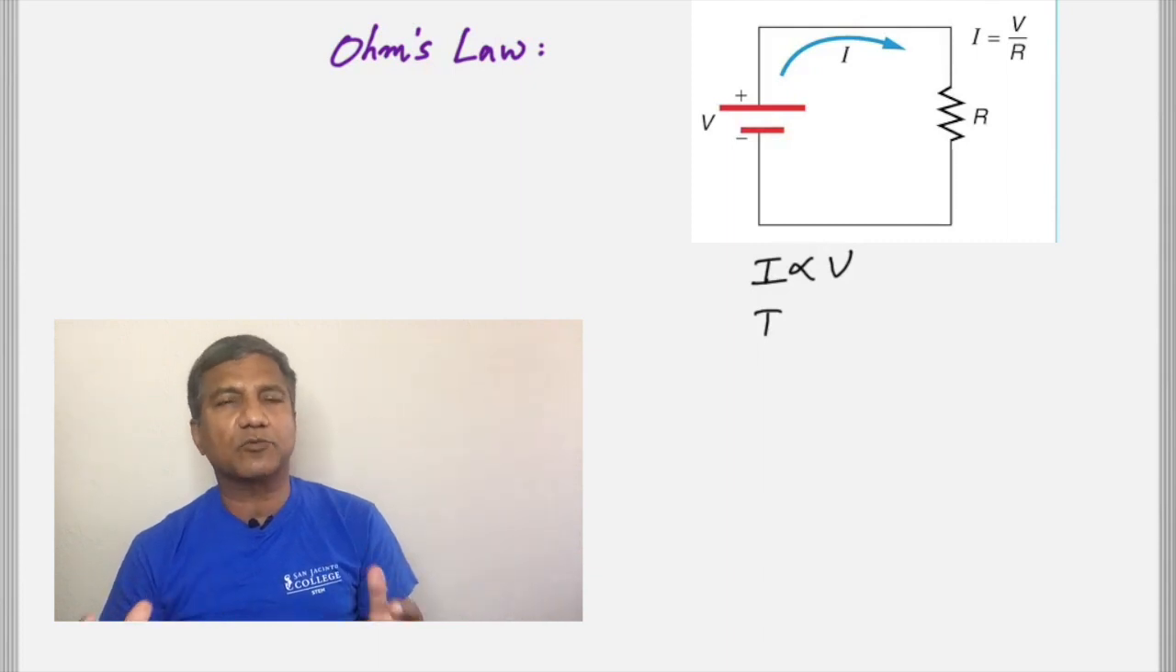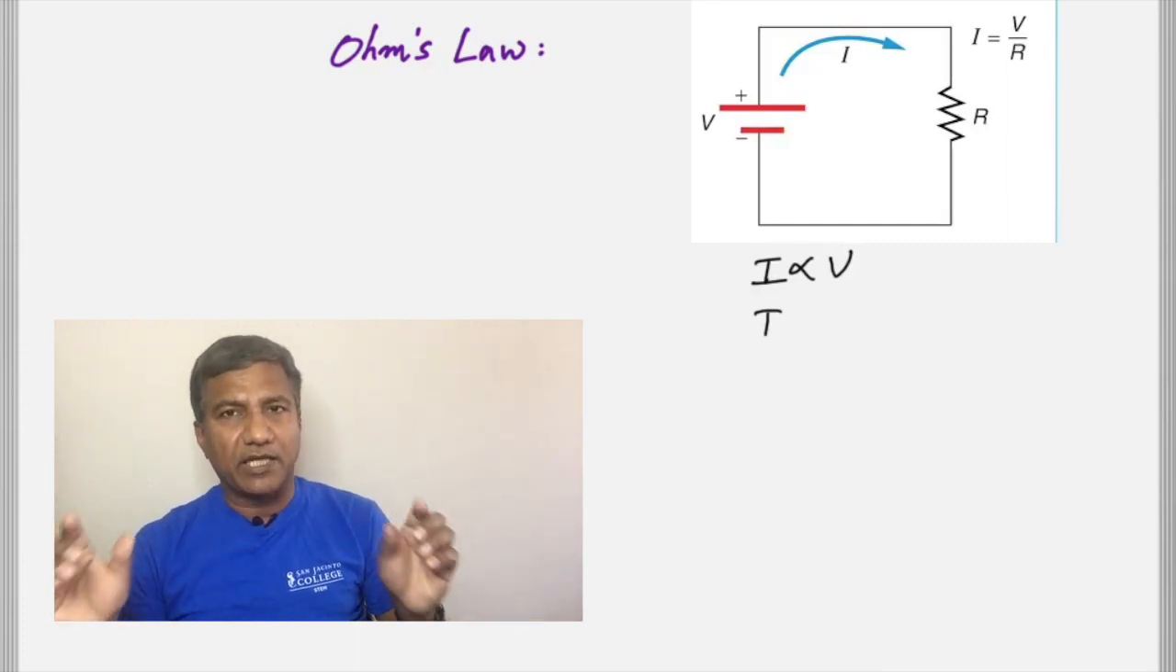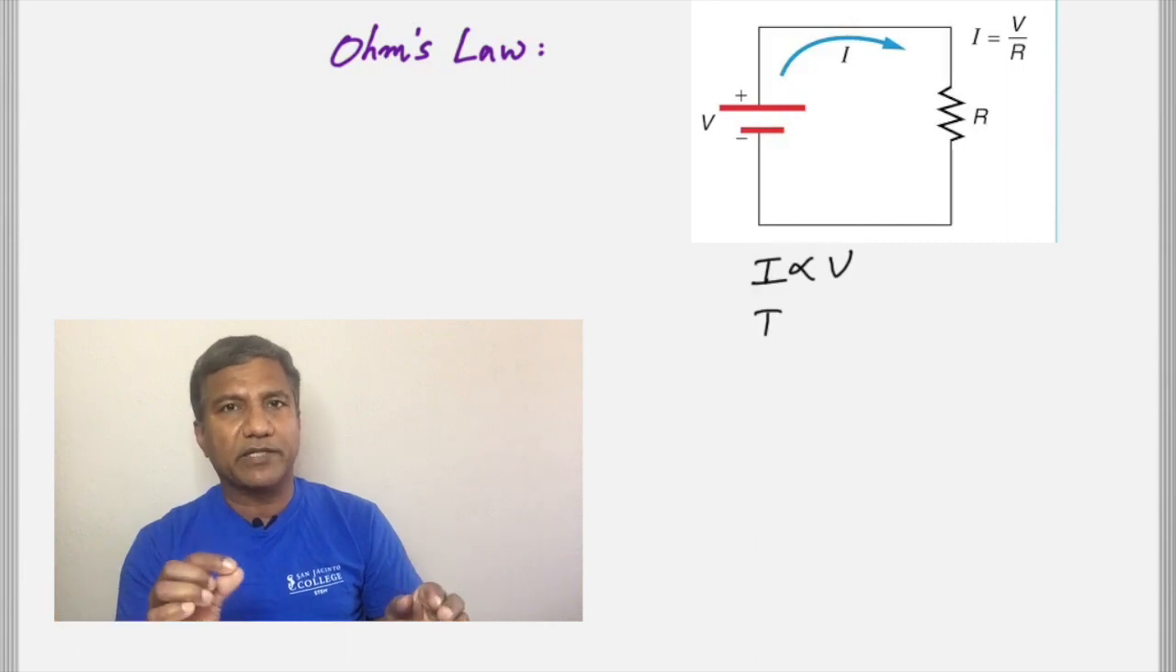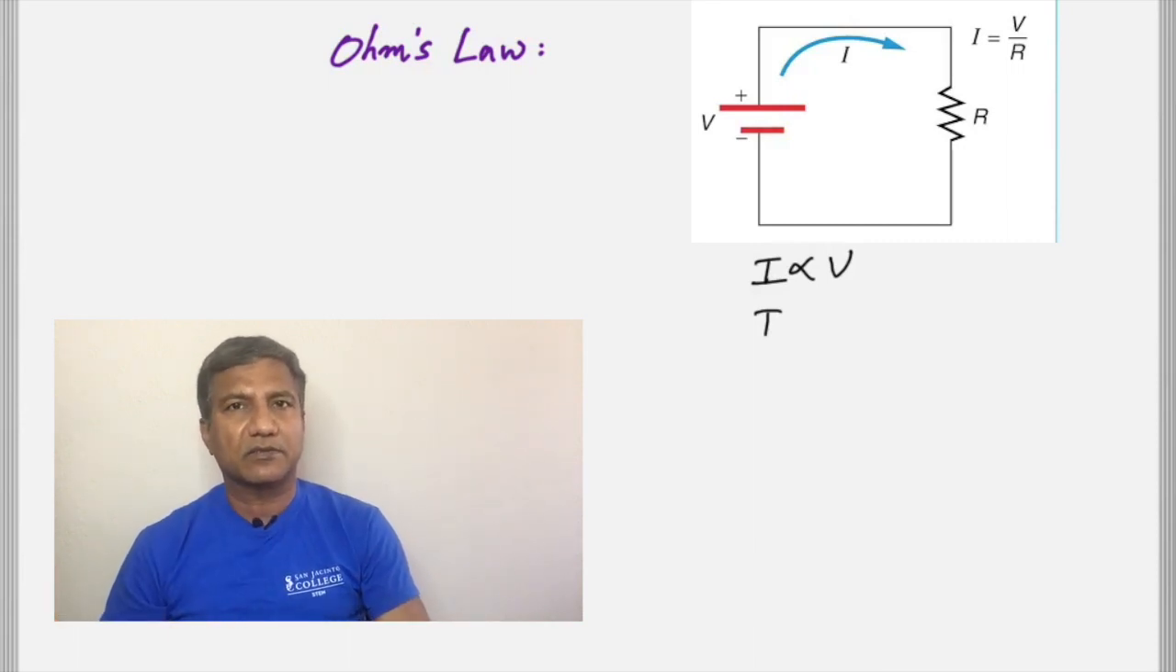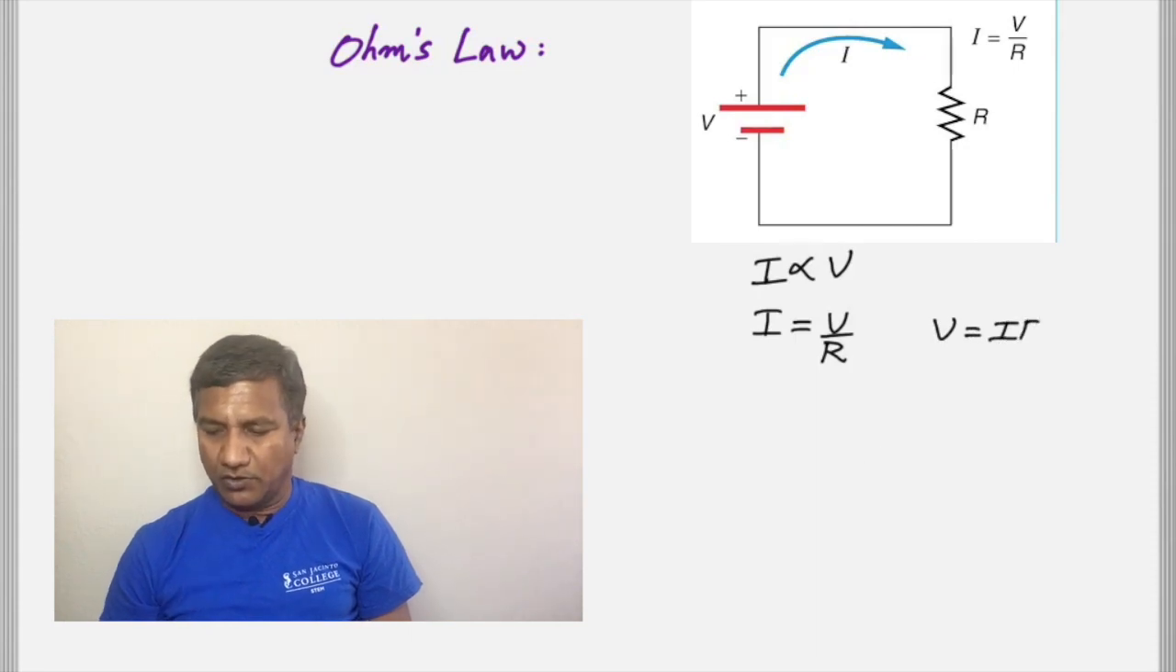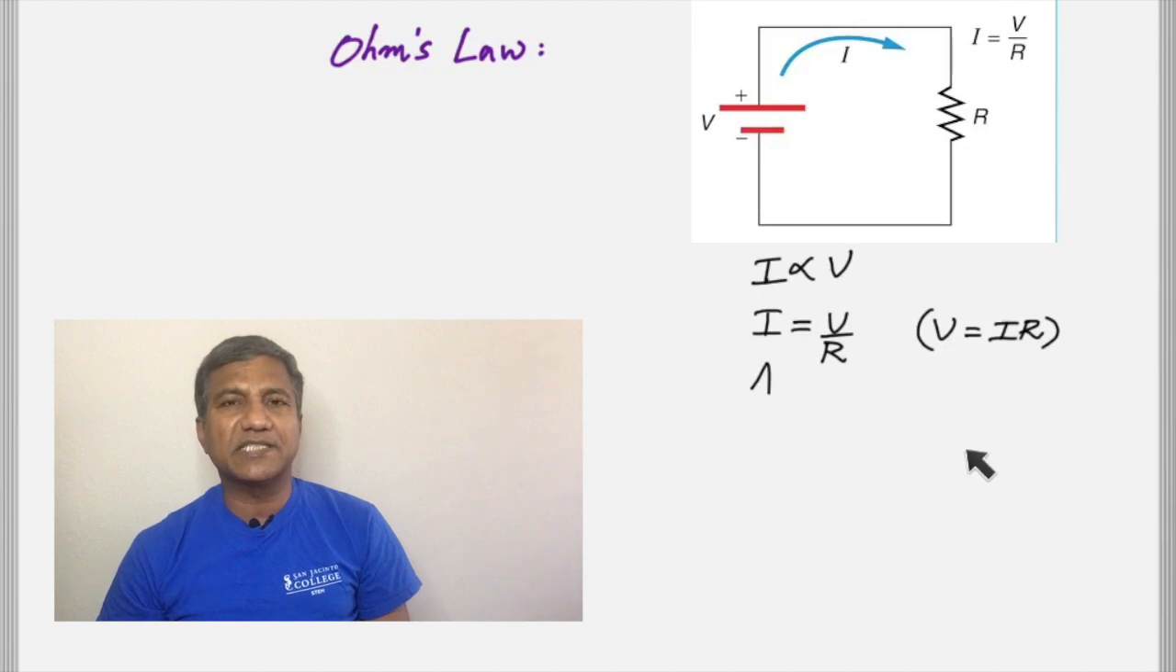So let me state Ohm's law one more time. The current flowing through a conductor is directly proportional to the voltage across the ends of the conductor, provided the temperature is constant. So mathematically, now you get this formula that current is voltage by resistance, or it's a better way when you put it this way because it's easy to remember.